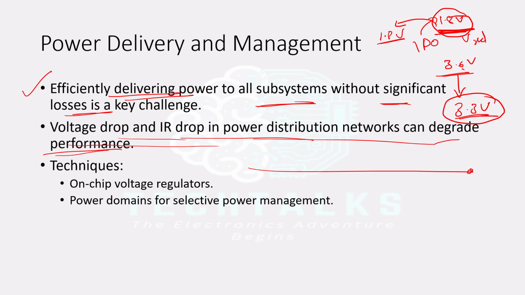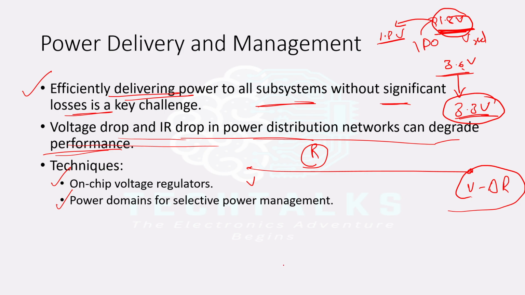So you are having an interconnect with some resistance R. Here you give V, here we get V minus delta R. So this needs to be avoided. In order to avoid this, we can use different methods for minimal interconnect routings. We also need on-chip voltage regulators to get accurate voltage values for digital 1 and digital 0. And we also need to have power domains for selective power management.